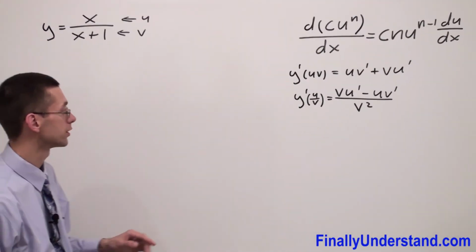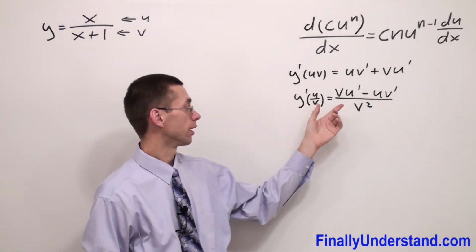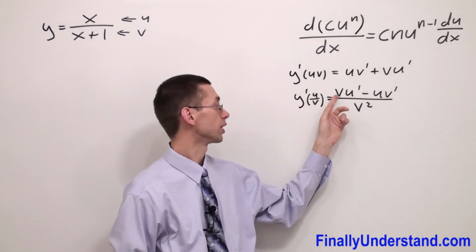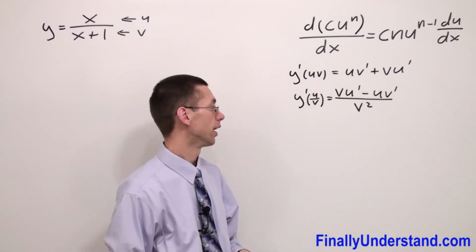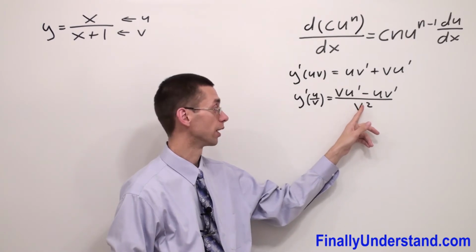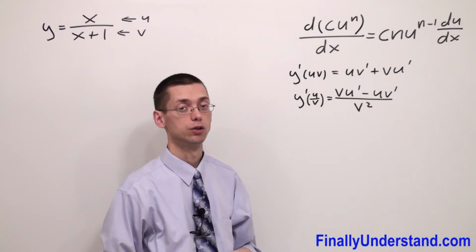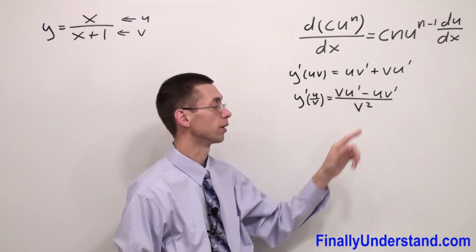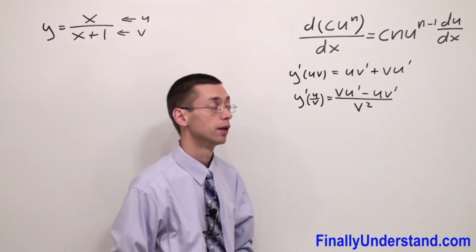Now, many students get confused about the formula for the quotient. They don't remember which term goes first, v times u prime or u times v prime. I always remember that in the denominator I have v squared. So I always write v first in the numerator: v times u prime minus u times v prime, over v squared.